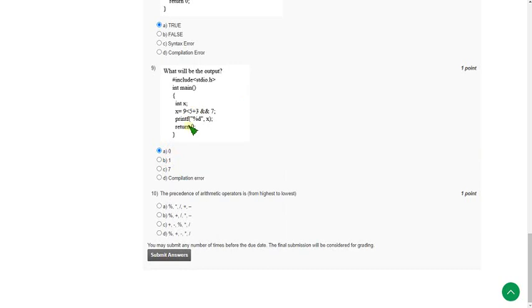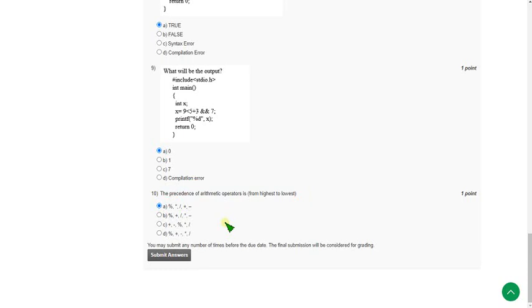And the final question, the 10th one: the precedence of arithmetic operations from highest to lowest. Generally we give the highest preference to the modulus symbol, that means the percent symbol, and next to the asterisk, that means the multiplication symbol, next the division symbol, next the plus operator, and finally the minus operator. That means option A.